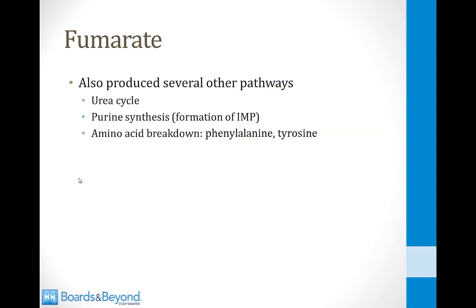Fumarate is a tie-in between the TCA cycle and several other pathways. The urea cycle can form fumarate, which can then be fed into the TCA cycle.